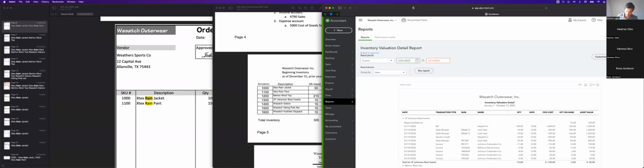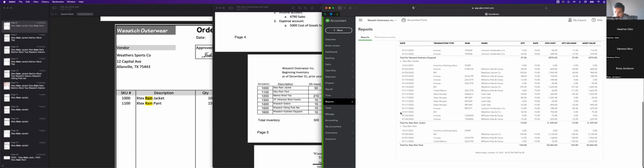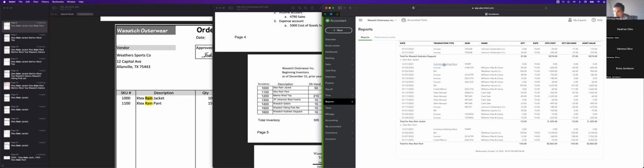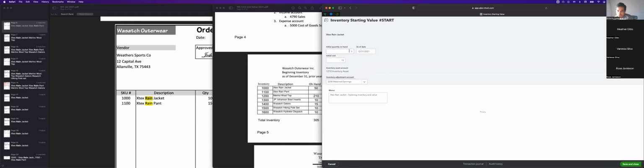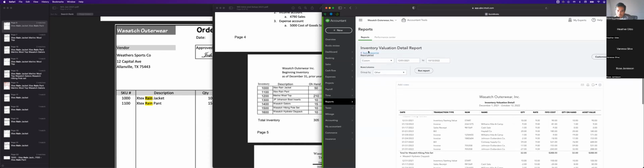Oh, hey. Let's see here. So this is the open report. Inventory starting value, rain jacket. It says 0. Yeah, it does say that. But like I said, it's strange because the one before it was perfectly fine. Maybe.